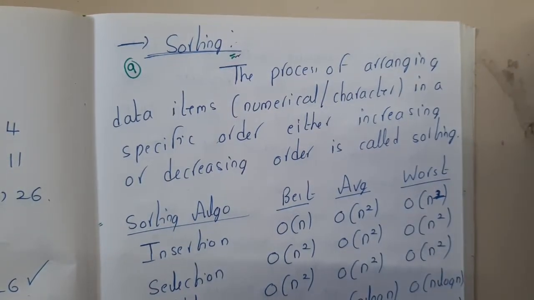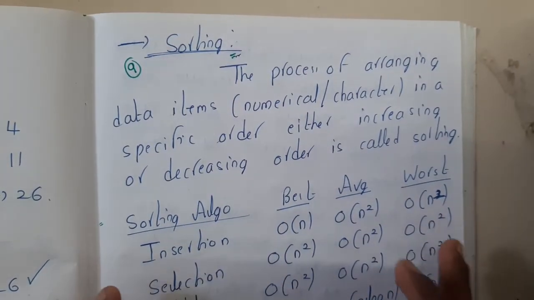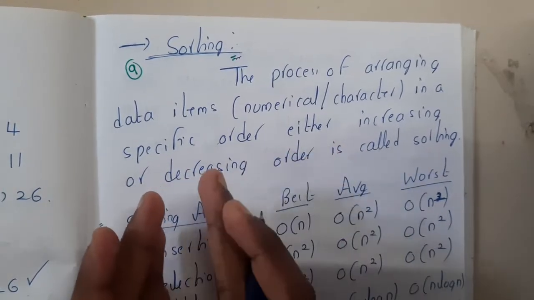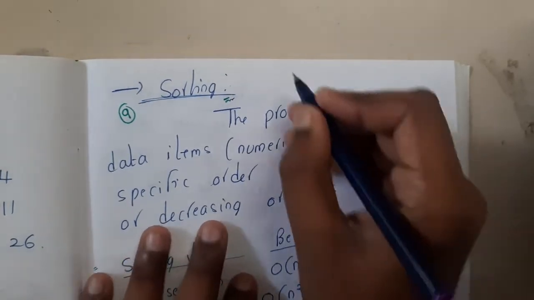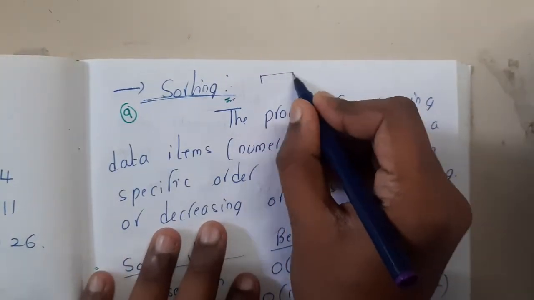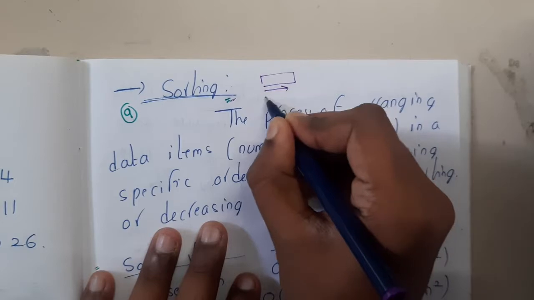So basically, what exactly does sorting mean, guys? It might be numerical values, it might be alphabets, it might be characters. Sorting means you are going to sort the elements in ascending order or descending order.